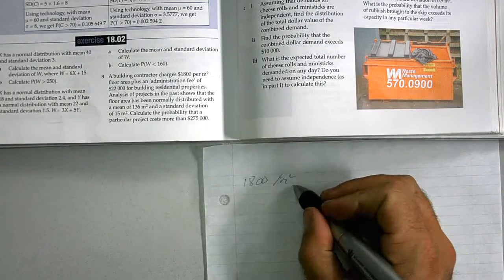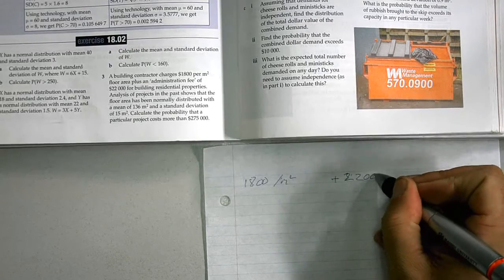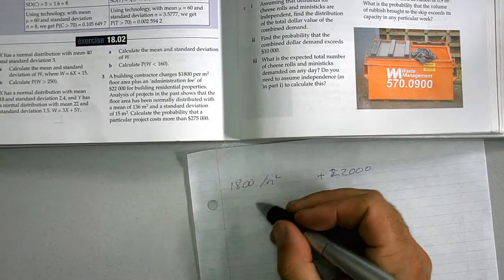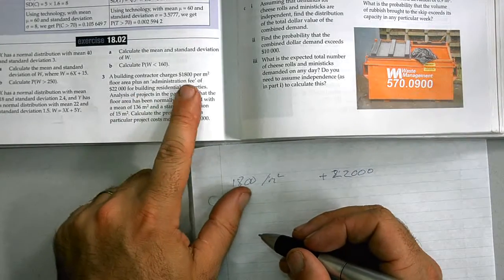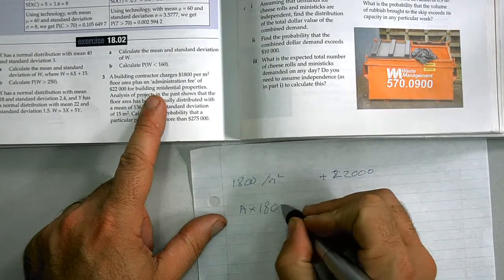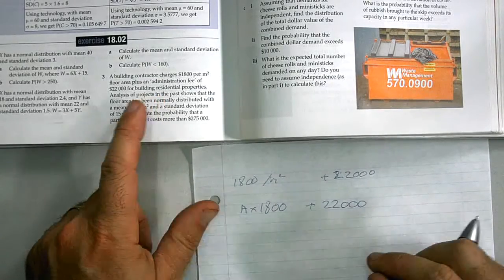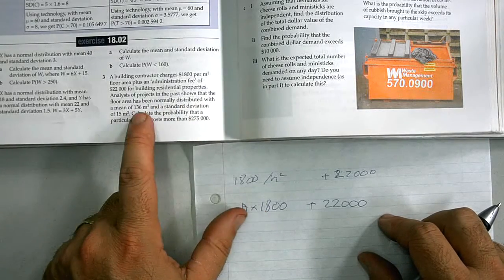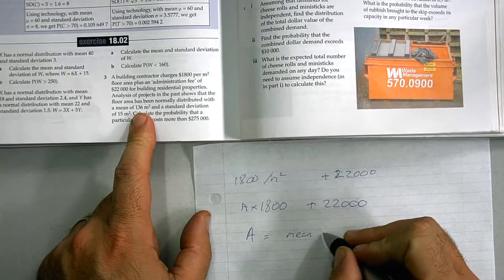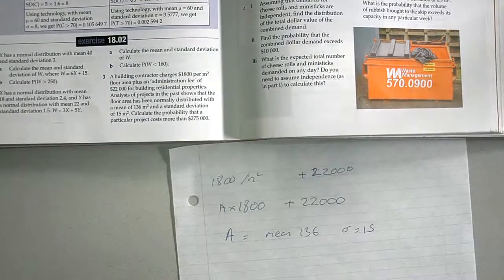A building contractor charges 1,800 per metre squared plus an administration fee of 22,000. What that means is if he turns up and does nothing at all, you're still going to pay 22,000. So per metre squared area, I'm going to say area times 1,800 plus 22,000 is the piece of maths I'm looking at. The floor area is going to be normally distributed with a mean of 136 and a sigma of 15. Hopefully that's making sense.